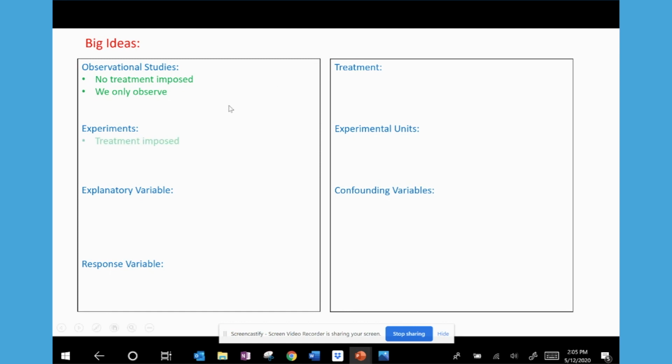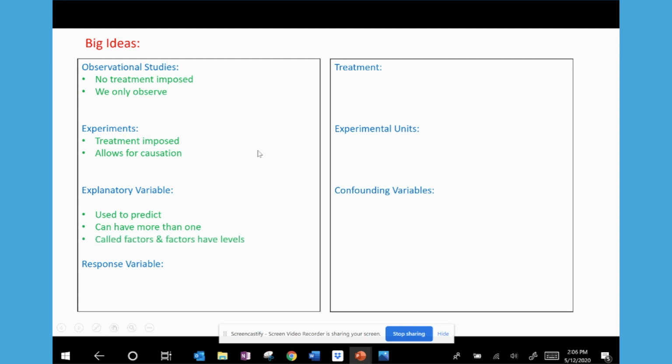In an experiment, however, a treatment is imposed. So in the diagram that I showed you, we had 22 of those students who were taking the class, and then the other 22 did not. It allows us to show cause and effect, so allows for causation. The explanatory variable is what we use to predict, and it is like an independent variable. We can have more than one. In this case, we did only have one.